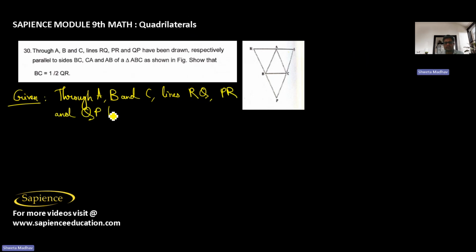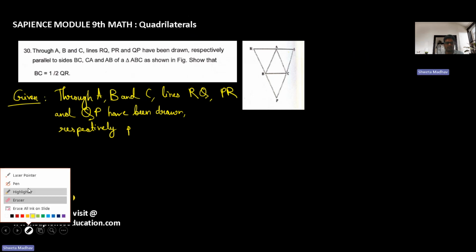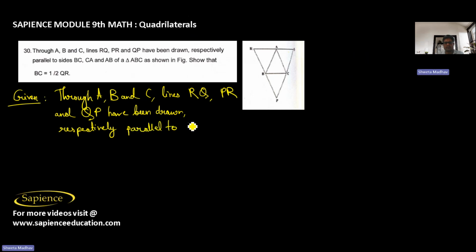Is equal to half of QR. That we have to prove. So here, it is given that through A, B, and C, lines RQ, PR, and QT have been drawn respectively parallel to the sides BC, CA, and AB of triangle ABC.